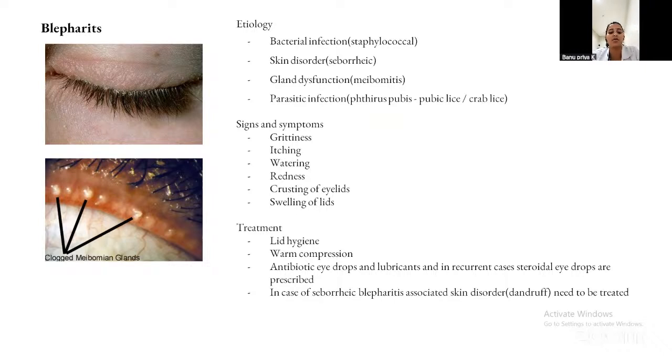So it has to be cleaned properly. Basically, we'll be using diluted baby shampoo and cleaning the eyelid with the use of buds. Then warm compression will be given. Antibiotic eye drops and lubricants are usually given. In case of recurrent blepharitis, in the non-resolving cases, we will be prescribing steroidal eye drops. In case of seborrheic blepharitis, the associated skin disorder has to be treated.